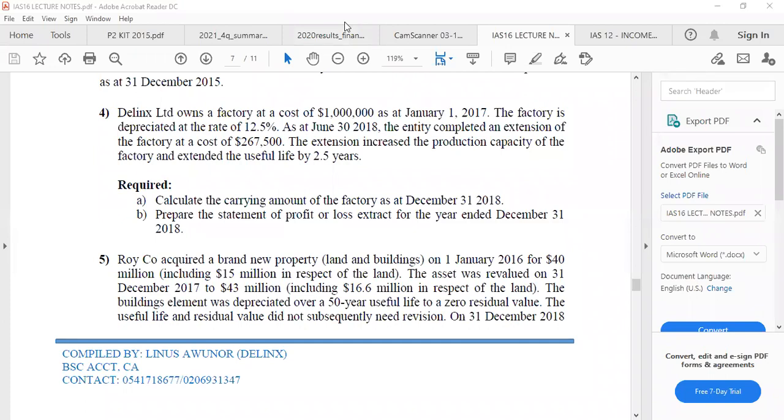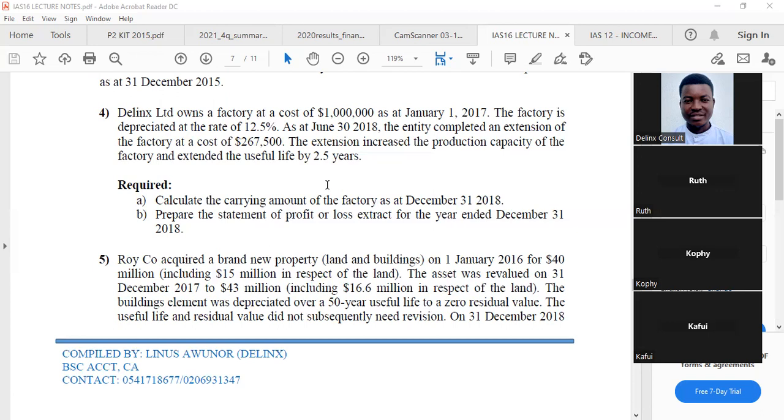So the Lynx Limited owns a factory at a cost of $1 million as at January 1, 2017. The factory is depreciated at the rate of 12%. As at June 30th, 2018, the entity completed an extension of the factory at a cost of $267,500. The extension increased the production capacity of the factory and extended the useful life by 2.5 years. Required: A. Calculate the carrying amount of the factory as at 31st December 2018. B. Prepare the statement of profit and loss extract for the year ended December 31st, 2018.